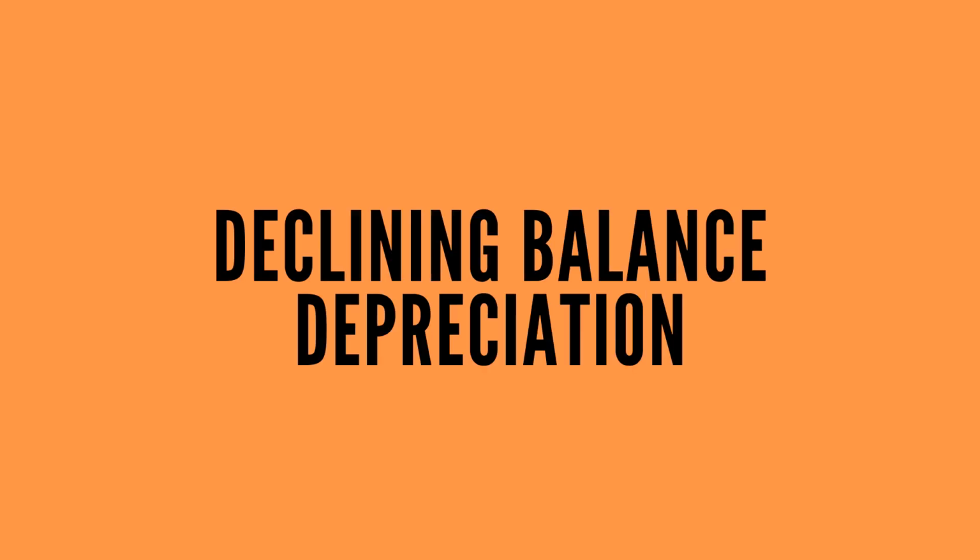Declining balance depreciation. This method allows for a larger deduction in the early years of the asset's life. The logic here is that many assets lose value more quickly in the beginning, so you're able to take a bigger deduction up front, which can be beneficial for cash flow. For example, you might deduct 40% of the asset's value in the first year, then 30%, and so on.